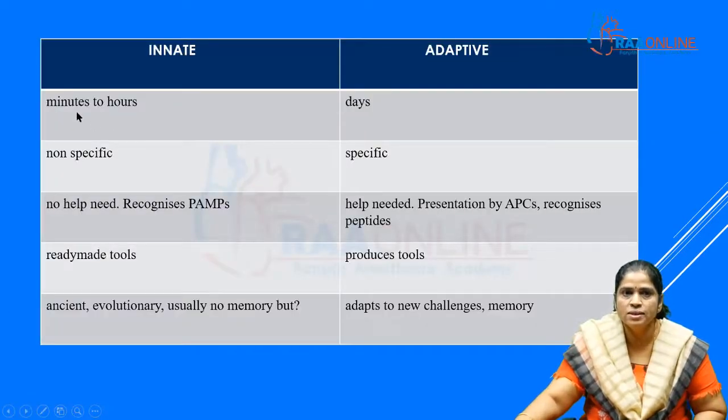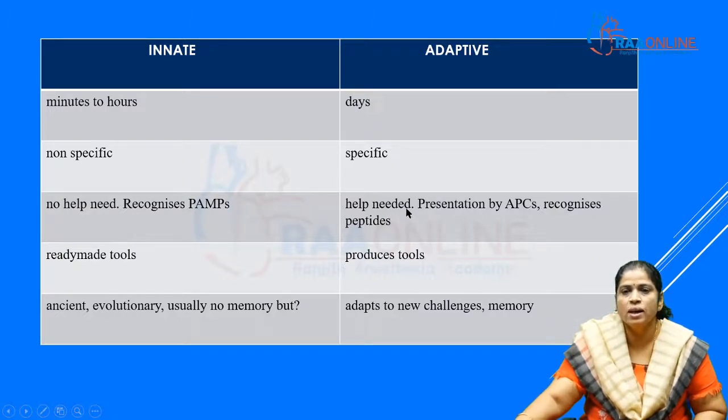I've already mentioned this, it kicks in at once, this takes a while. This is quite non-specific for a variety of pathogenic organisms, but this is specific for that pathogen that has attacked us. And the innate system doesn't need any help to recognize the pathogen. It just can recognize the PAMPs and start reacting.